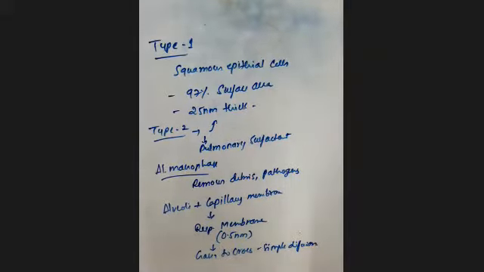Which is made up of three different types of cells: type 1, type 2, and type 3. Clear? That's all, students, about the anatomy of the respiratory system.